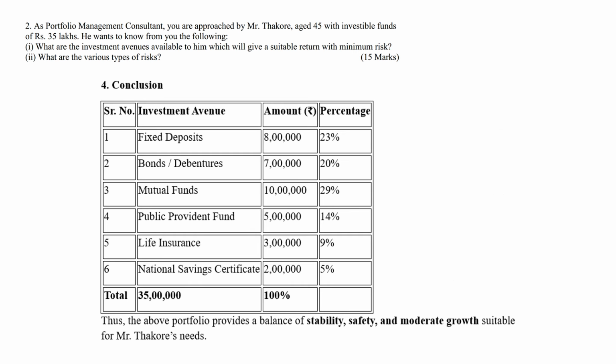Okay, and lastly we have the conclusion. The conclusion shows that fixed deposit is 8 lakhs, bonds 7 lakhs, mutual fund 10 lakhs, PPF 5 lakhs, life insurance 3 lakhs, national savings certificate 2 lakhs, total is 35 lakhs and 100%. Thus the above portfolio provides balance, stability, safety and moderate growth suitable for Mr. Thakur's needs. You can go through it once.